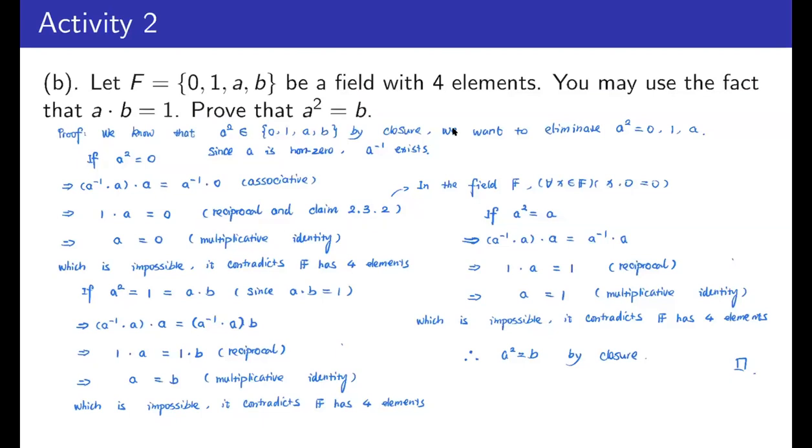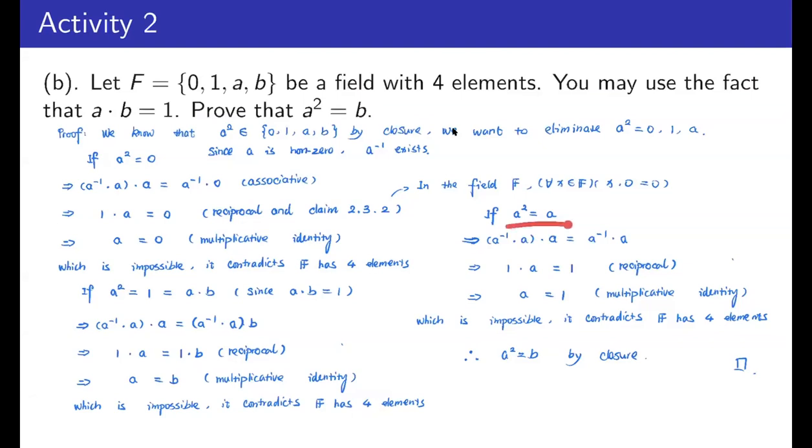Anyway, and this will give you 1 times a equals a, so a equals 0, which is not possible because our F has 4 elements and they have to be distinct, so they cannot be equal to each other. And for the second one, I let a squared equal 1. I know ab equals 1, so a squared equals ab. Again, you multiply a inverse on both sides and you'll get a equals b, which is impossible as well. And you do the same thing for a.